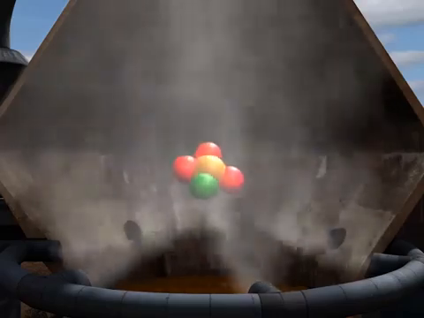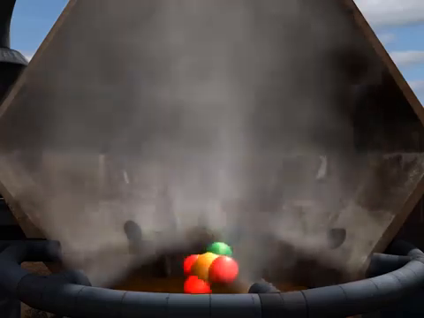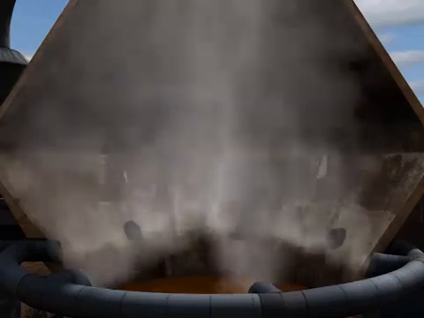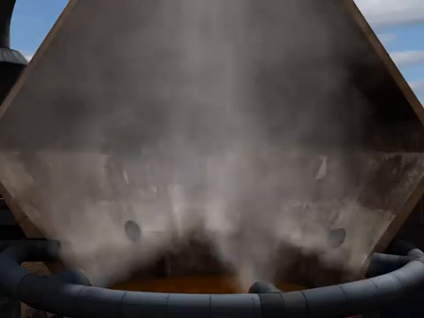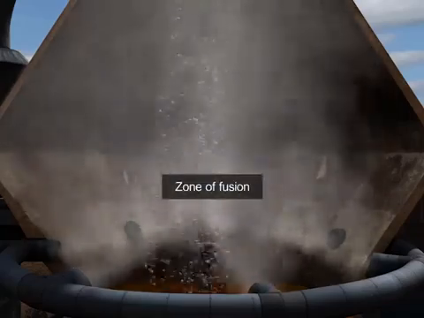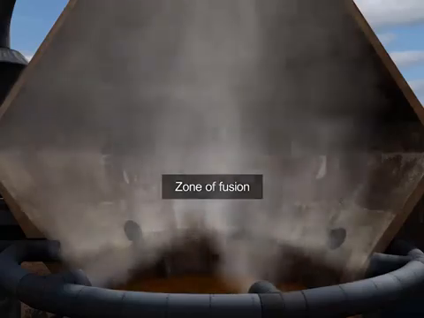The slag flows to the bottom of the furnace and floats on top of the molten iron. This is tapped periodically into ladles for disposal. Since molten slag is produced in this middle region, this region is called the zone of fusion.